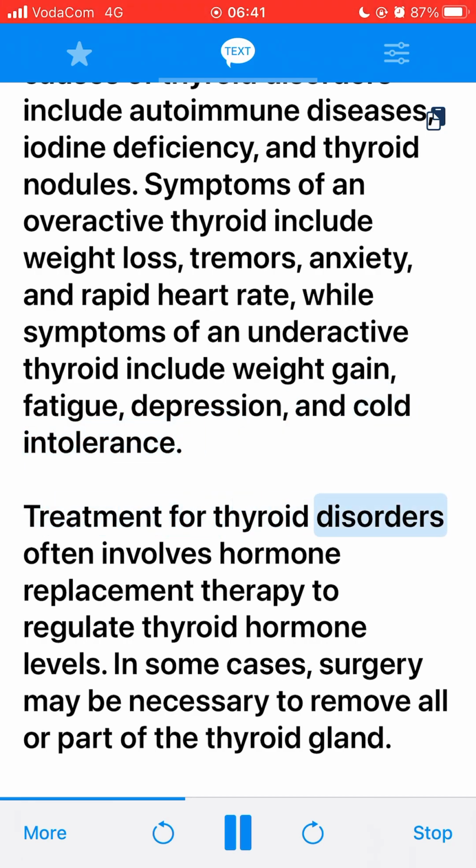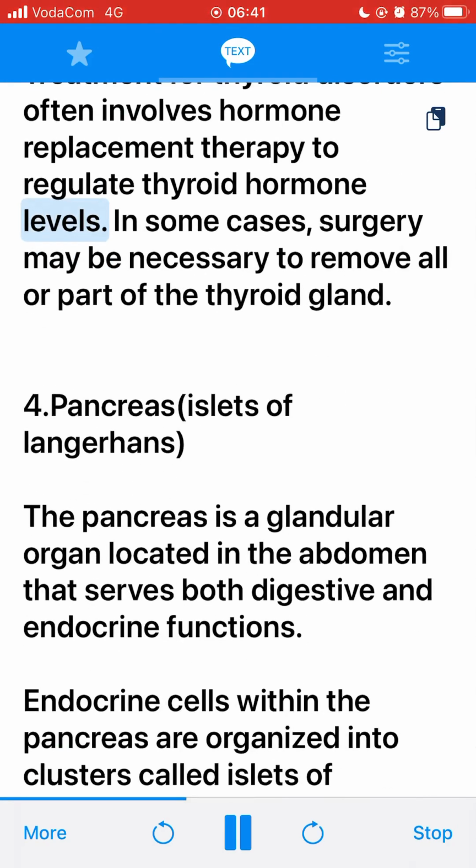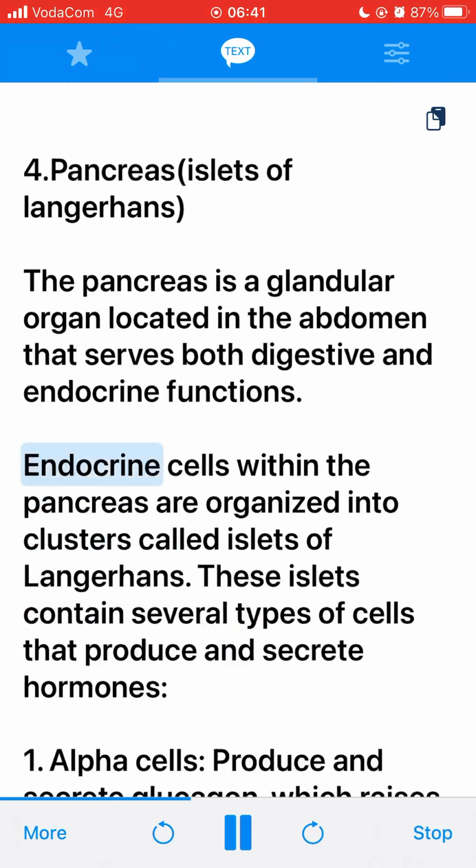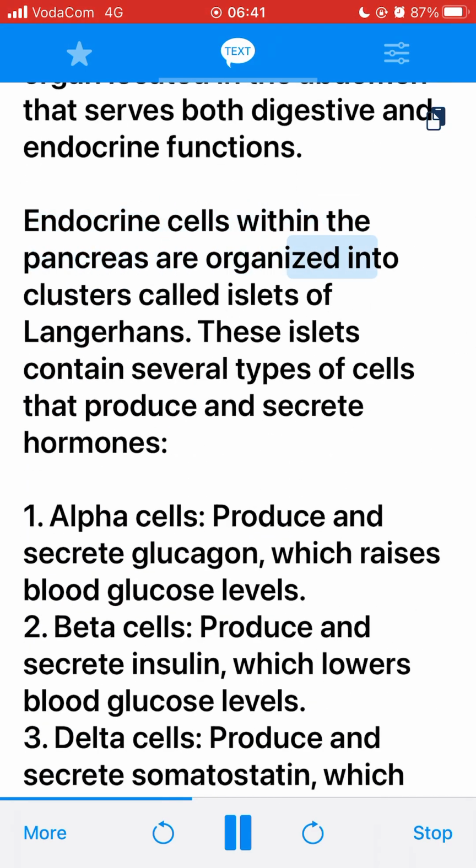Treatment for thyroid disorders often involves hormone replacement therapy to regulate thyroid hormone levels. In some cases, surgery may be necessary to remove all or part of the thyroid gland. 4. Pancreas, islets of Langerhans. The pancreas is a glandular organ located in the abdomen that serves both digestive and endocrine functions. Endocrine cells within the pancreas are organized into clusters called islets of Langerhans. These islets contain several types of cells that produce and secrete hormones. 1. Alpha cells produce and secrete glucagon, which raises blood glucose levels.